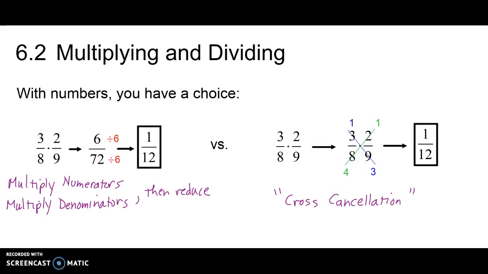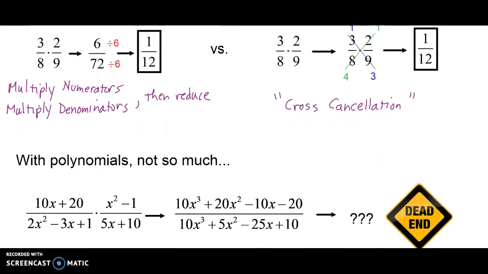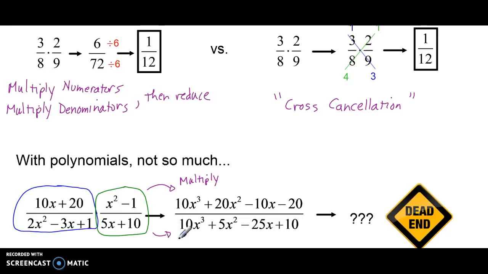That's not going to be true now that we're in algebra and we're working with polynomials. Take a look at this problem. We've got one fraction over here on the left, 10x plus 20 over 2x squared minus 3x plus 1, and we're multiplying by another polynomial fraction over here, x squared minus 1 over 5x plus 10. And if you try to do things the basic way, where you multiply the tops and multiply the bottoms, you get a mess.